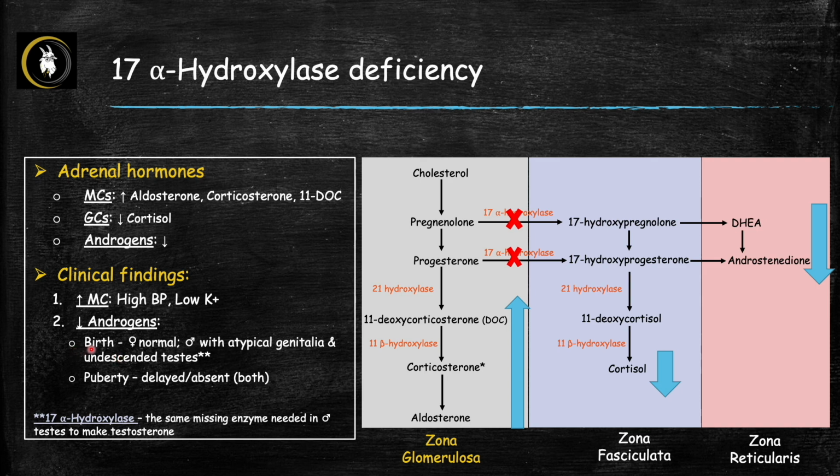So at birth, females are going to have normal genitalia, whereas males are going to have atypical genitalia and undescended testes. And at puberty, instead of having precocious puberty, we're going to have delayed or absent puberty due to the absence of the androgen influence.